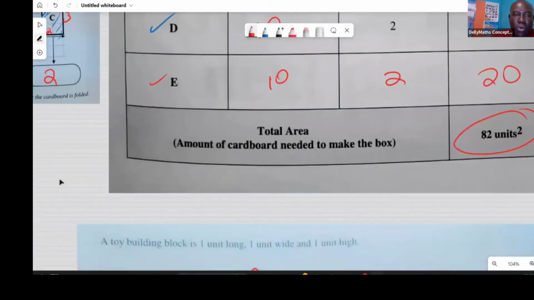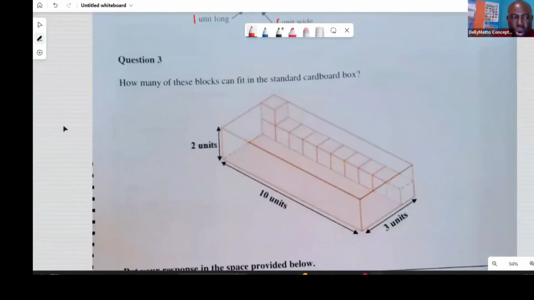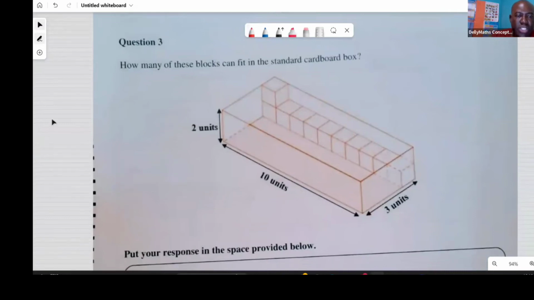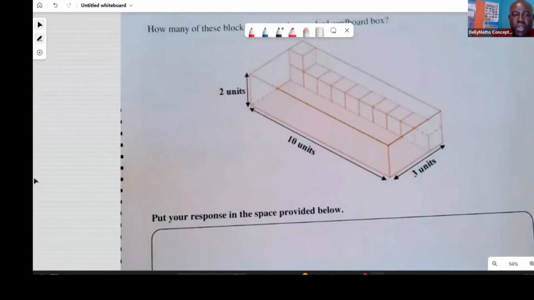First, what you want to know about the standard box, in order to know how many will fit in there, you need to know what is the volume of this box, right? So we definitely need to know the volume of the box first. We need to know the volume of one of the cubes, and then we could put it together, right? So the volume of the box. So I could put it here.